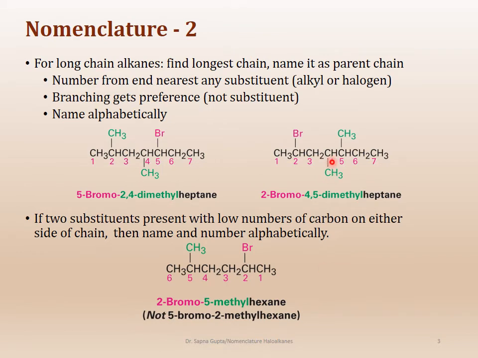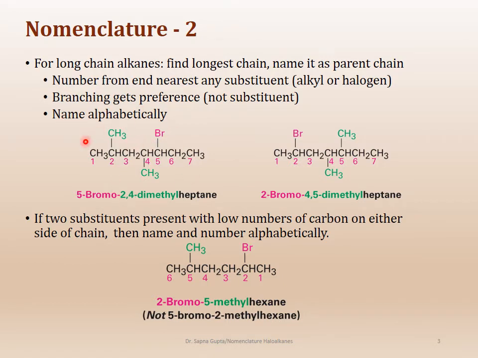So if you have long chain alkanes though, then it's slightly different. Halides have no particular preference over alkyl groups. Okay, so it's really just a matter of finding the nearest substituents. Okay, whether you have an alkyl or a halogen, it doesn't really matter. The branching gets preference, not the substituent. Okay, so really anything goes here. The only thing you have to make sure is that you name the compound alphabetically.